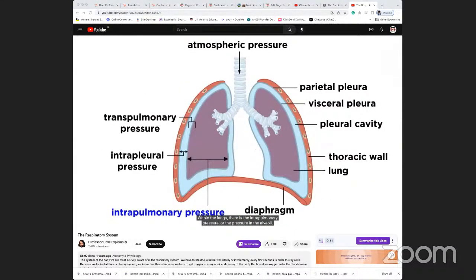Within the lungs, there is the intrapulmonary pressure, or the pressure in the alveoli, and the intrapleural pressure, the pressure in the pleural cavity that sits between the two pleurae. The intrapleural pressure is negative, which is what keeps the lungs open.